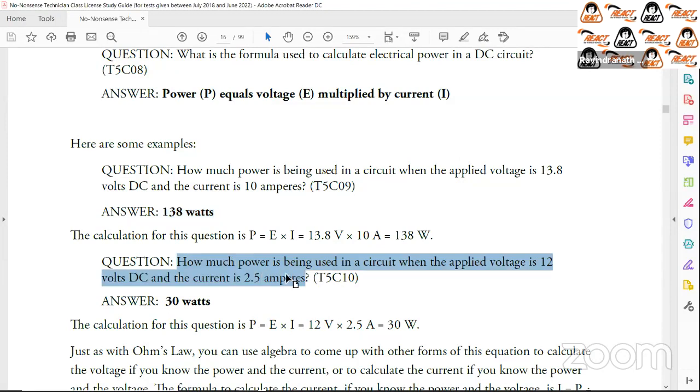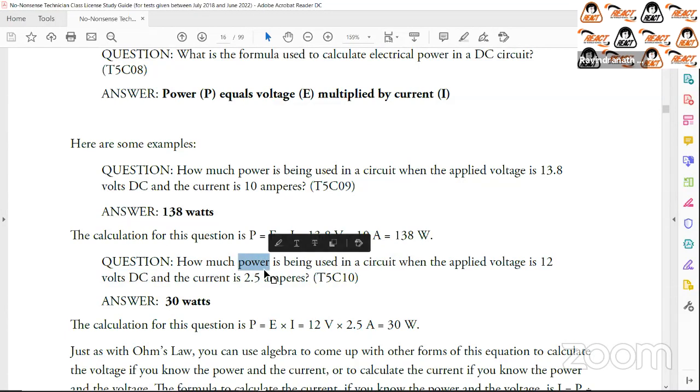How much power is being used in a circuit when the applied voltage is 12 volts DC and the current is 2.5 amperes? Again, we know the formula for power. They're asking us how much power. Well, power is equal to E multiplied by I. So we just look in the question, what is E? Voltage is 12 volts. We look for current, I. Current is 2.5 amperes. We multiply them.